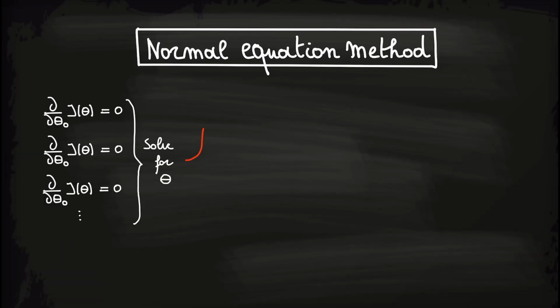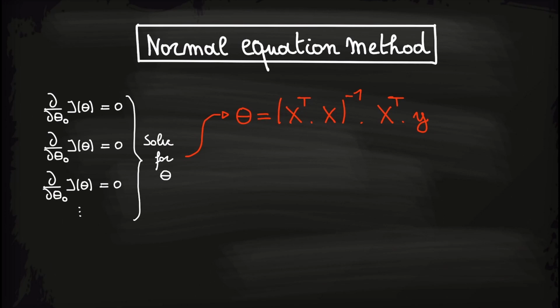Mathematically, it can be proven that we can solve for the optimal parameters by calculating the following term. We need to multiply the matrix that contains the input features with the same matrix that is transposed. Then we take the inverse of this new matrix and multiply it with the transpose of the input matrix again. And finally, we multiply it with y, which is the vector that contains the labels of the training data. Let us look at an example.